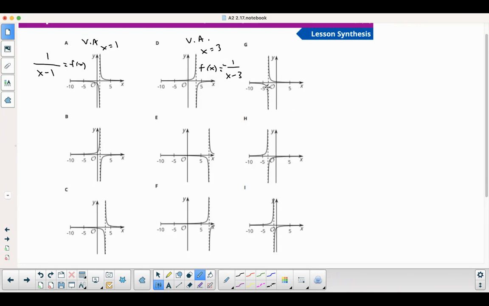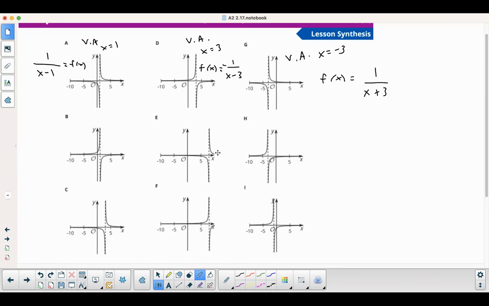This one here, my vertical asymptote's at -3, so my vertical asymptote is x equals -3. The function is 1 over x plus 3. Okay, and it's not flipped, so there it is.